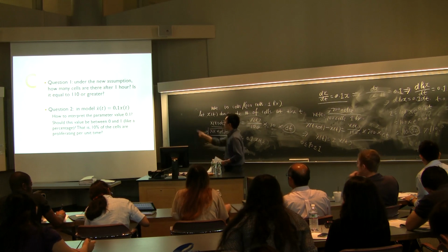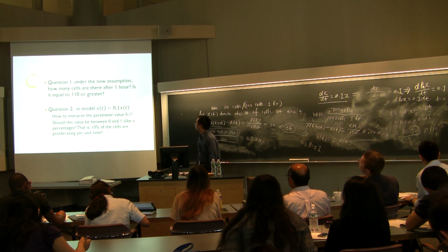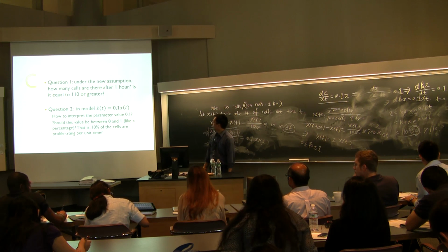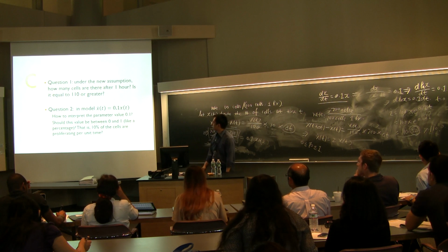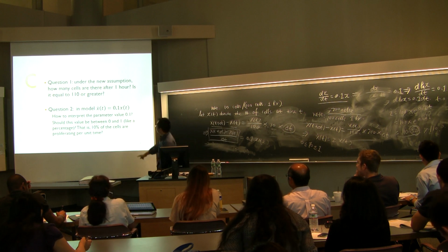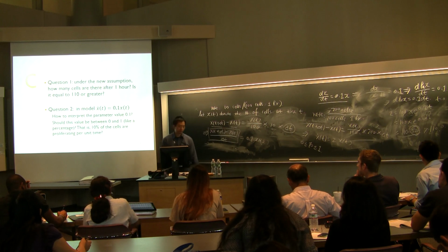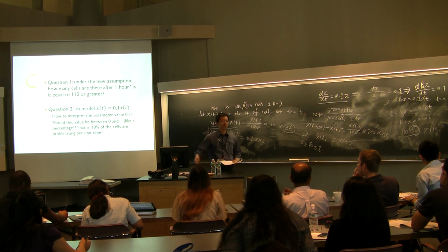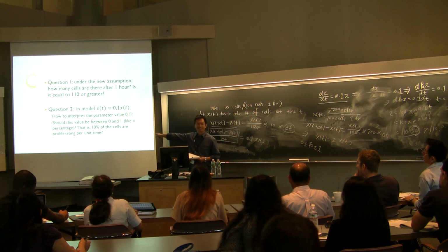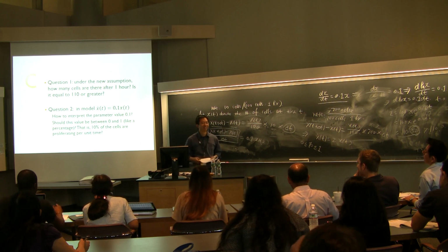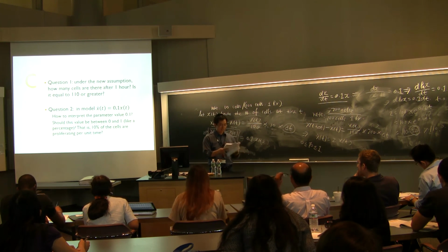So again, in the exponential growth model, that's what I just talked about. Again, I want to make sure that you don't write "10% of cells is dividing per unit time" in your paper. That's it.